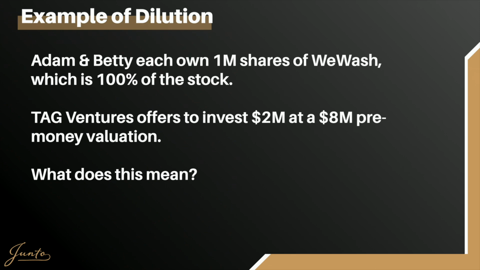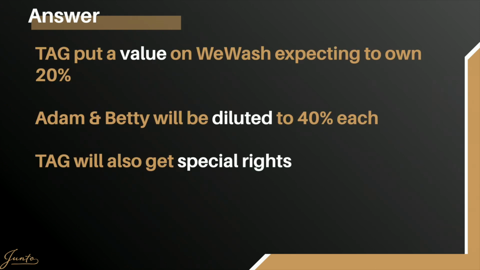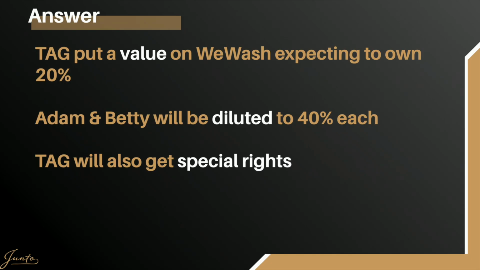Well, we've learned a few different things here. Tag put a value on WeWash, right? We can realize that by giving $2 million at an $8 million pre-money valuation, the post-money valuation was $10 million. $2 million plus $8 million equals $10 million. That investment was $2 million out of a $10 million post-money, so they're expecting, after they make the investment, to own 20% of the business, because $2 million is 20% of $10 million.